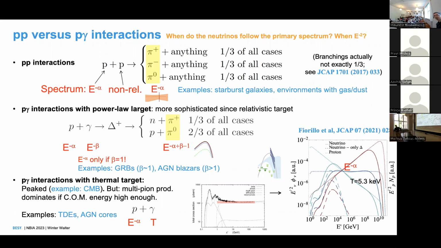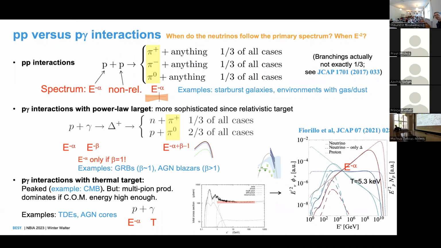Then we had, on the previous slide already, the p-gamma interactions. This is just the summary of that. It's also the cartoon of what I was showing before. If you have here E to the power of -alpha, and E to the power of -beta for the target photon, you get this kind of spectrum for the neutrinos. And you get E to the power of -alpha only if beta is 1.